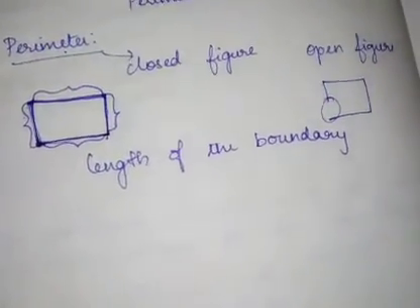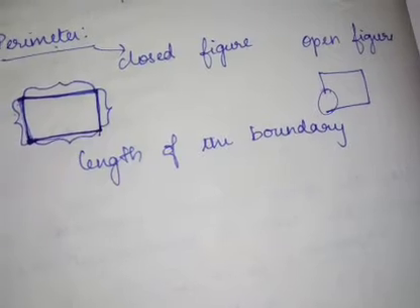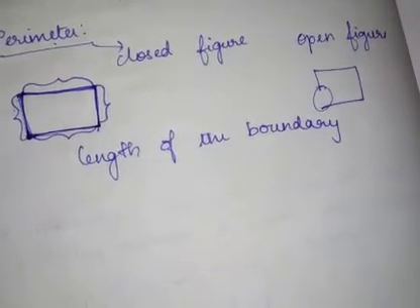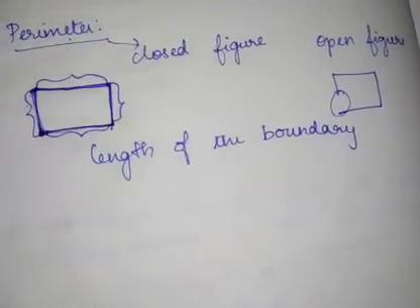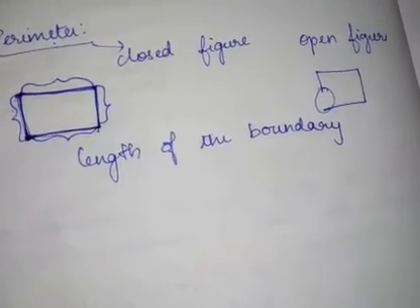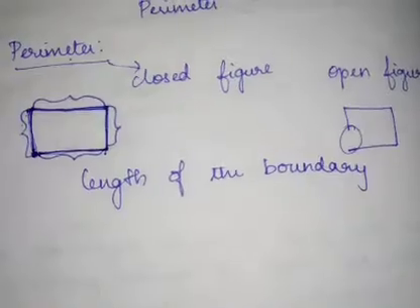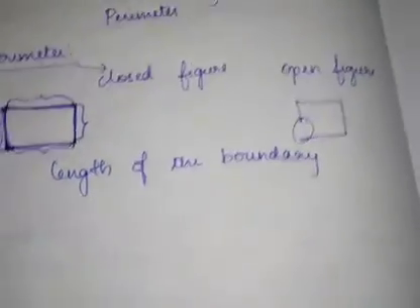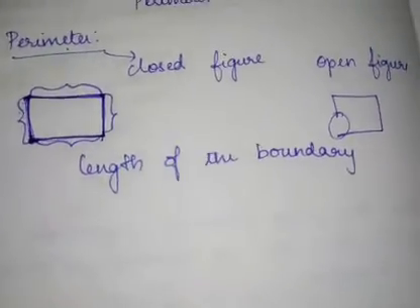Boundary means what? Border. Sometimes if you want to find the perimeter of a house, the outside border of our house, you should add it. You can even find the perimeter of that particular house, just by adding the length of the boundary.